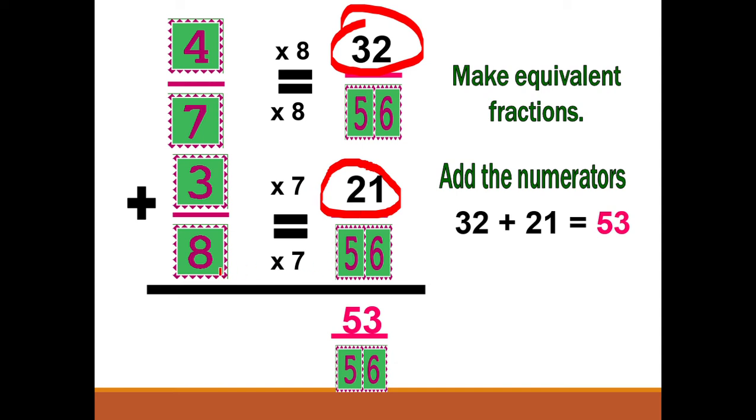56 divide 8 is 7. O, di ba? Times 3 is 21. Nagkamali ako ng sabi. Oo, kasi 56 divide 8 is 7. Times 3 is 21. Okay, tapos pag-a-addin mo itong dalawa na to. Yan, di ba? 53 over 56.